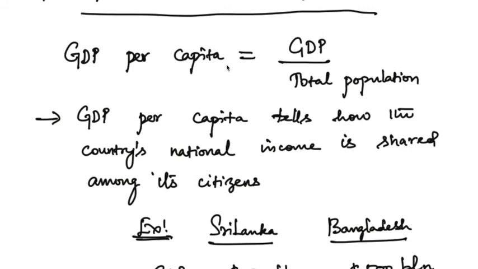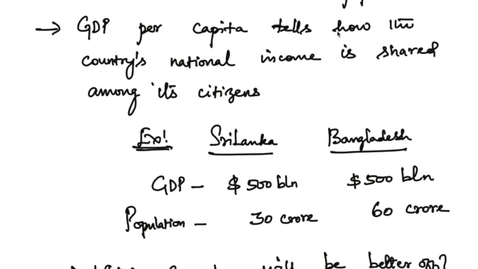So this is the formula for GDP per capita: GDP per capita is equal to GDP divided by total population. If you take the GDP value and divide it by the country's total population, what you get is GDP per capita. This is nothing but GDP per head. For example, India's GDP is some value, let's say 3 lakh crores or something, divided by the total population of 130 crore, then what you get is GDP per capita. So GDP per capita tells how the country's national income is shared among its citizens.